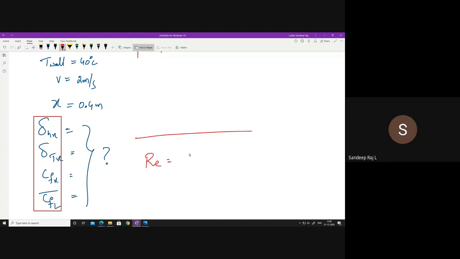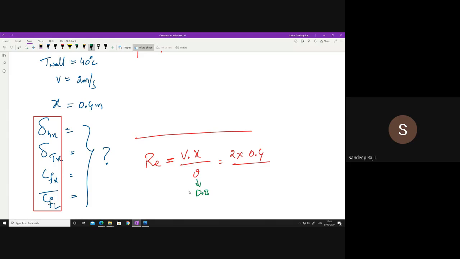So for that, what you have to do, you have to get it like V into X by mu. So the V value is given in the question as 2 and the X value is given as 0.4. The mu value is unknown to you, and this value has to be obtained from the data book.